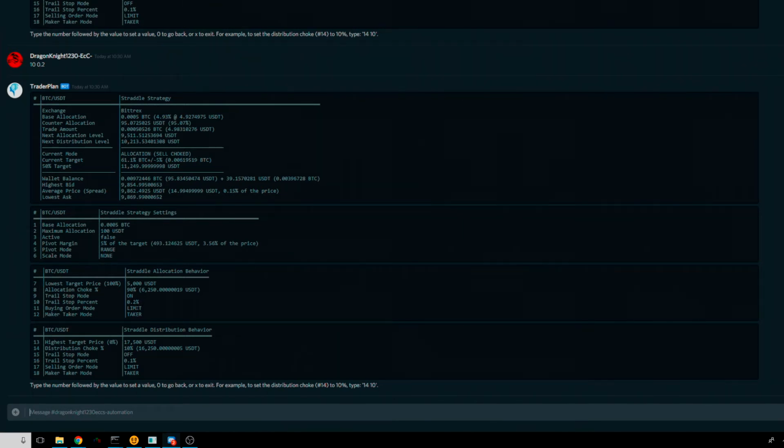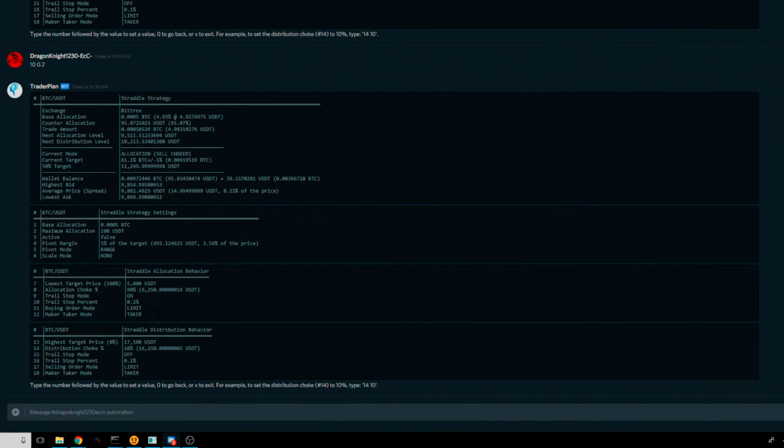So number 11 is buy order mode, which is limit or market. Some exchanges allow you to make limit orders, so you place an order and it will get fulfilled when the market reaches that price. The other version is market, which will basically sell it at the current price instantly. So if you're selling and there is an order for the price that you want to sell at, it will get fulfilled. Whereas a limit basically will create an order like that.